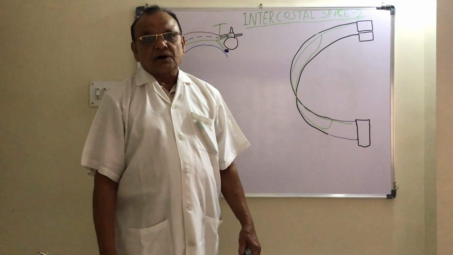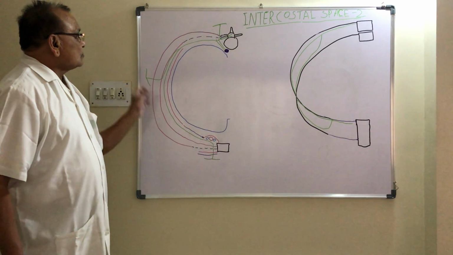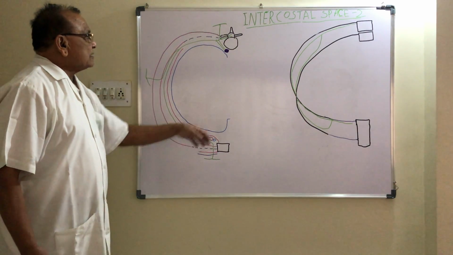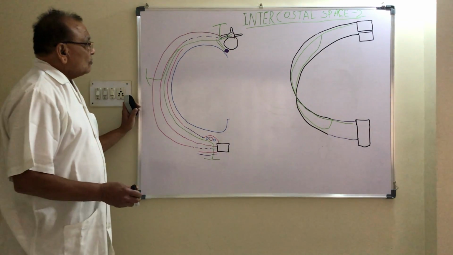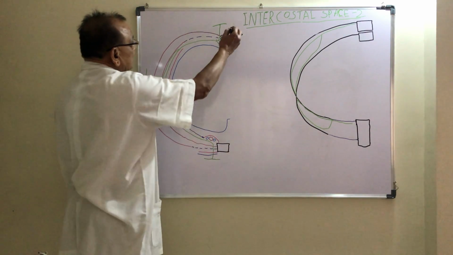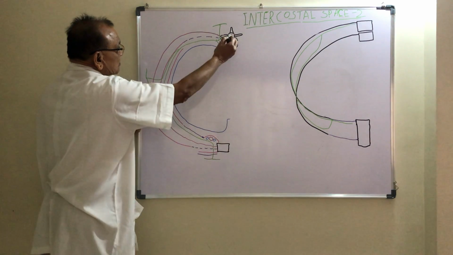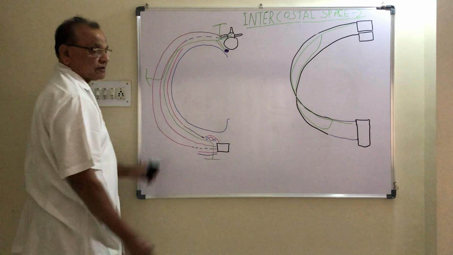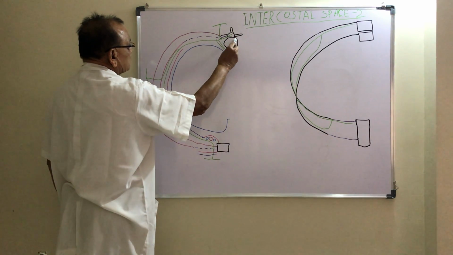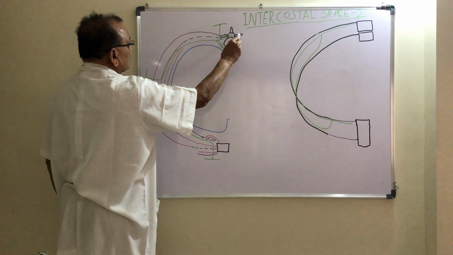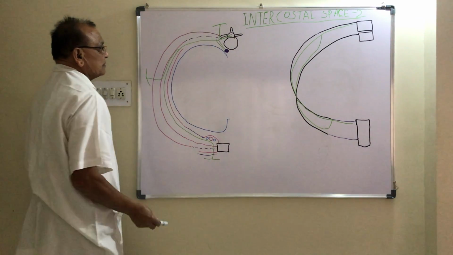Now for the intercostal nerve, see this diagram. This is the transverse section through the intercostal space. In this diagram, this is the thoracic vertebra and this is the sternum, meaning this is posterior, this is anterior. This is the body of the thoracic vertebra. These are the two transverse processes of the vertebra, and this is the spinous process.